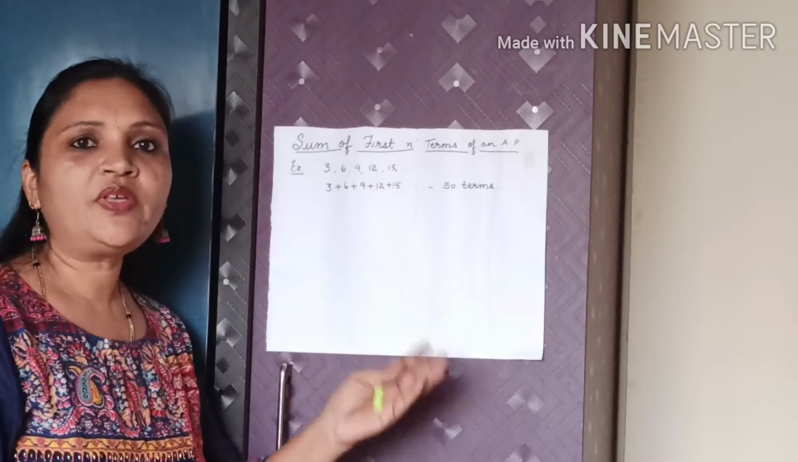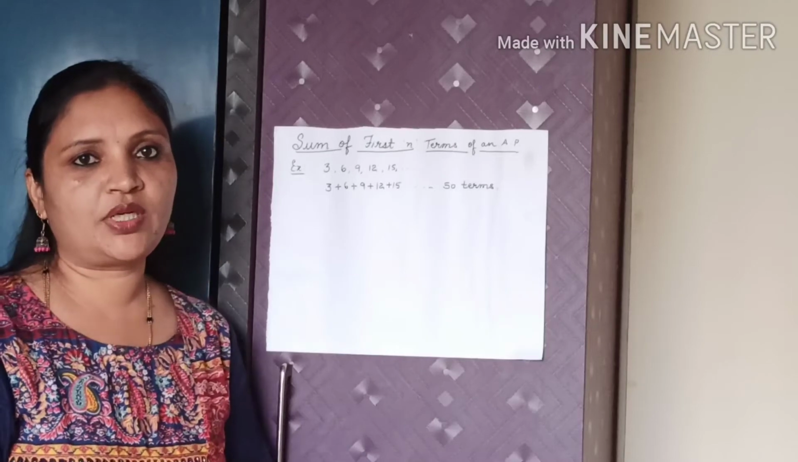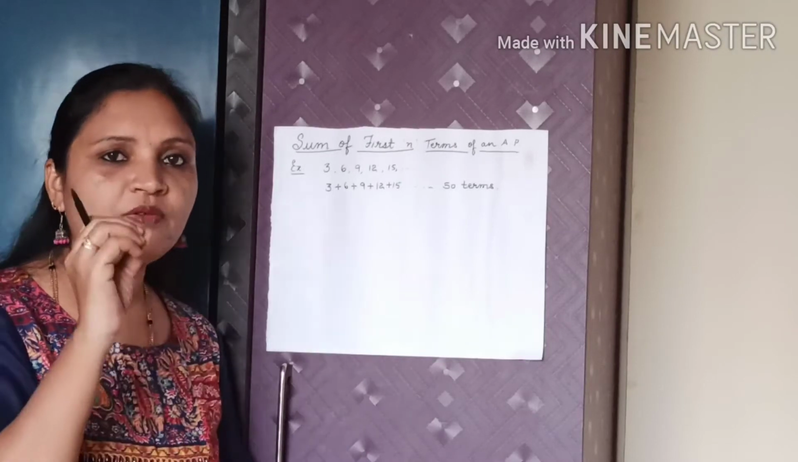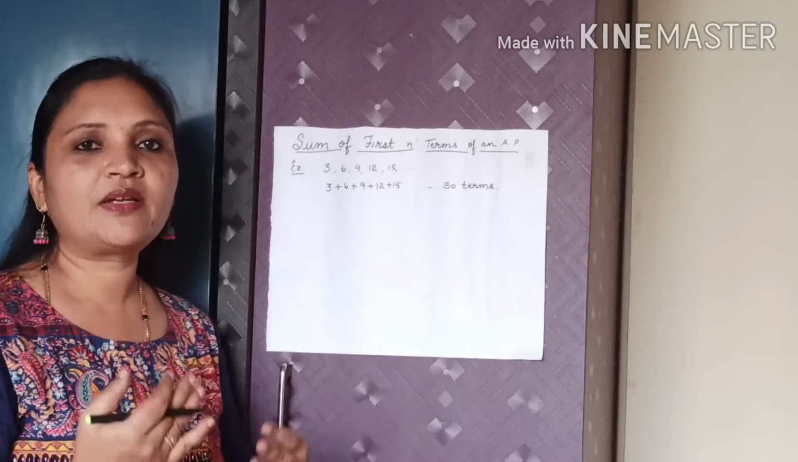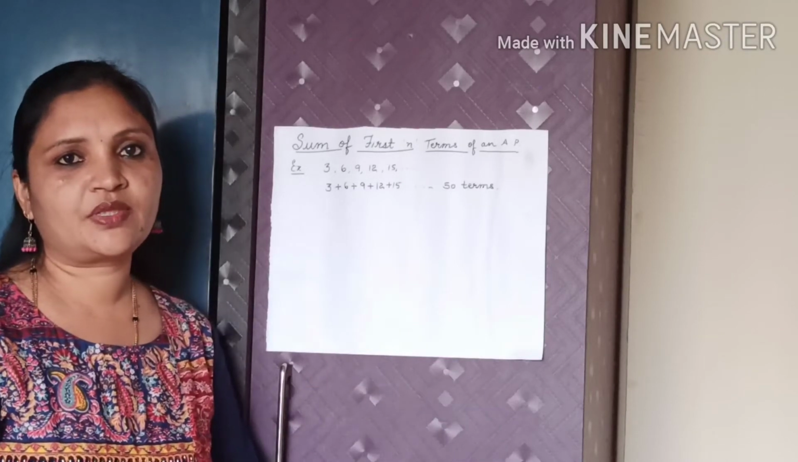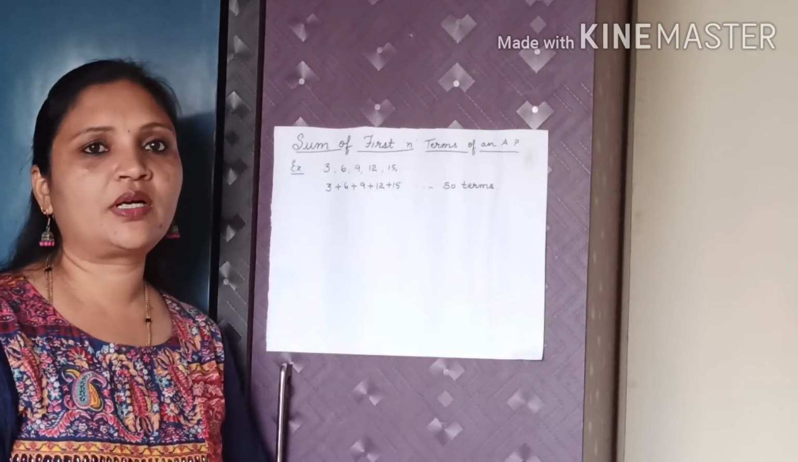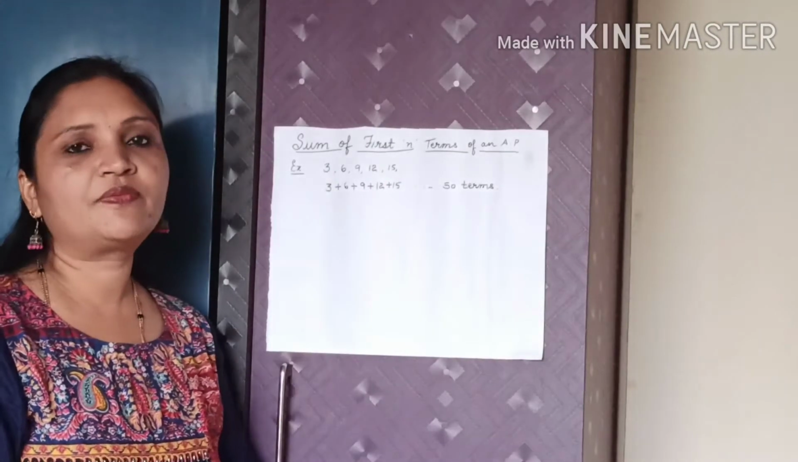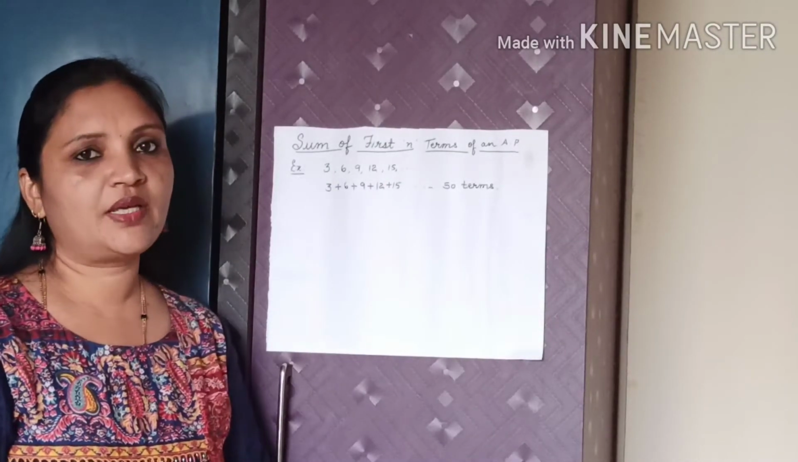So what we can do is derive one formula, so that if you just substitute the values, we can find the sum of any number of terms. So how do we derive the formula to find the sum of the first n terms of an AP?